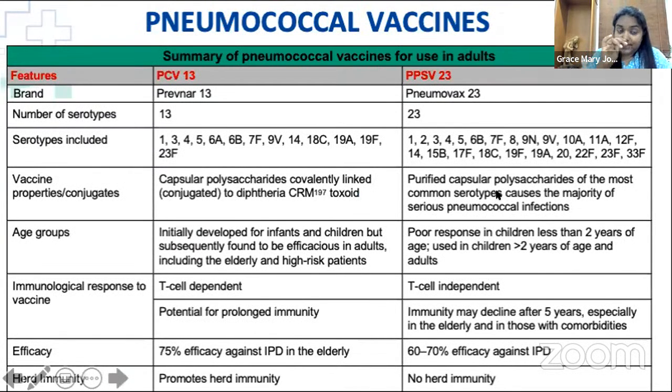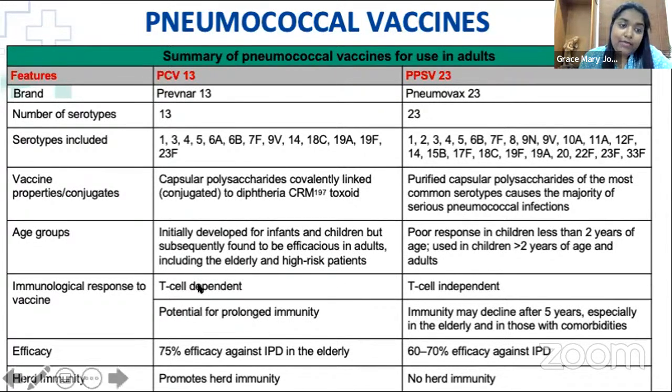Now, to have a comparison regarding PCV13 and PPSV23, the brand name that we commonly say is Prevnar for the conjugate vaccine. And when it comes to the polysaccharide vaccine, it is Pneumovax. And you can see the number of subtypes and the subtypes that are included in these vaccines. Now, the age group, like I said, the PCV is more for children, infants, but also for people who are elderly and who are high-risk patients.